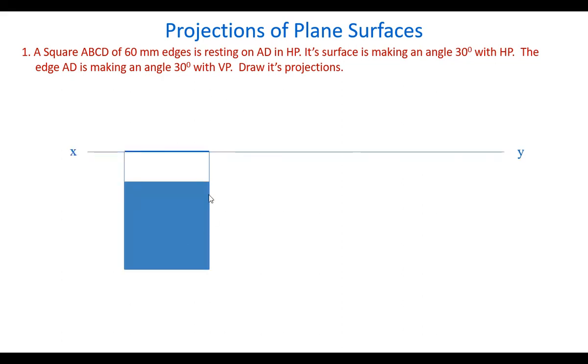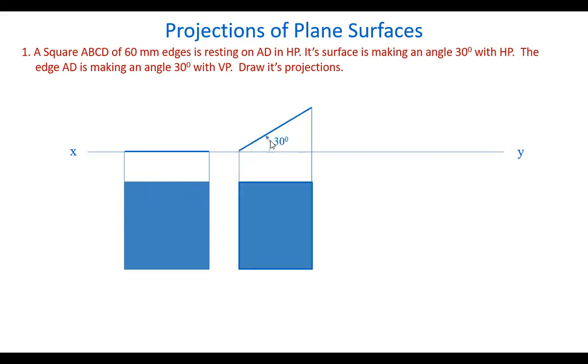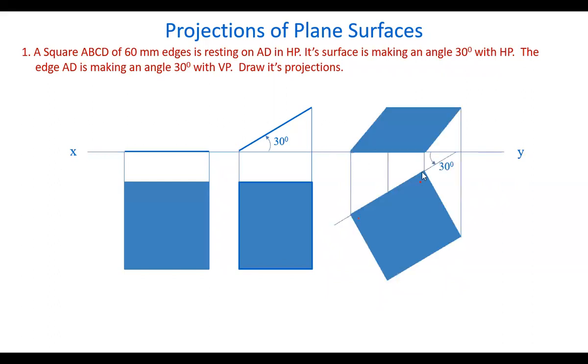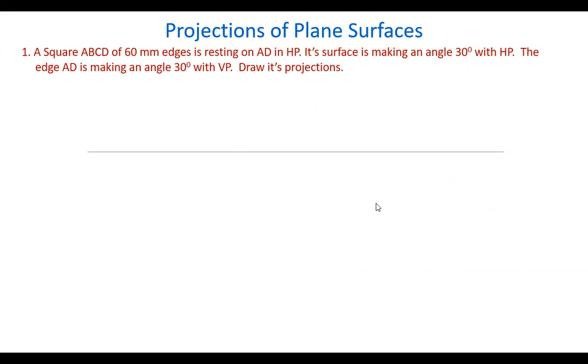So here, this is the plane surface, right? Its surface makes some angle with HP, and one edge, say this edge, is making an angle with the VP also. Let's see how to draw these projections. Now, let's take the reference line, and here the square is constructed, ABCD. Of course, while drawing the projections, we take only the edges. So we show the dimensioning.